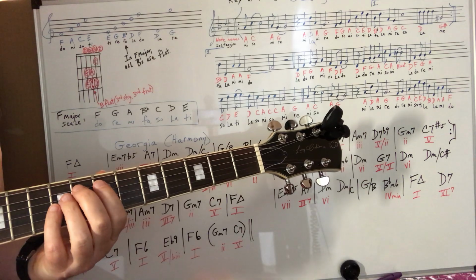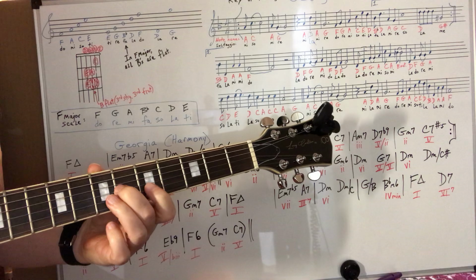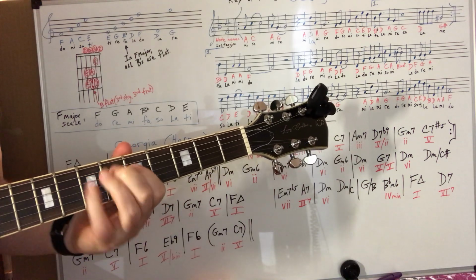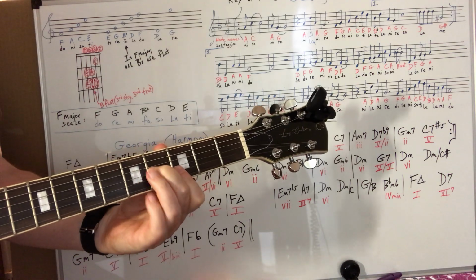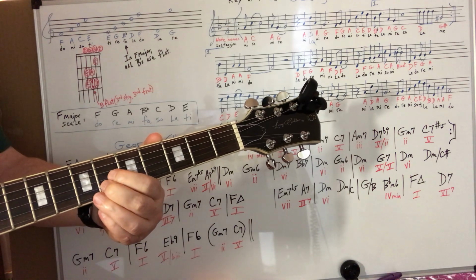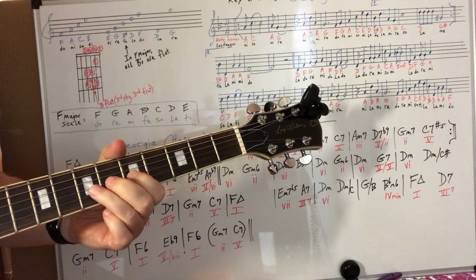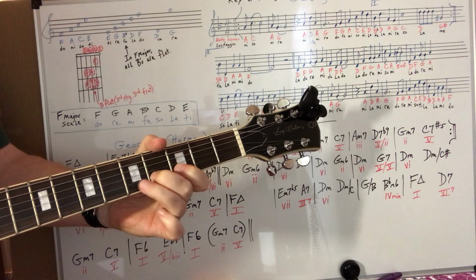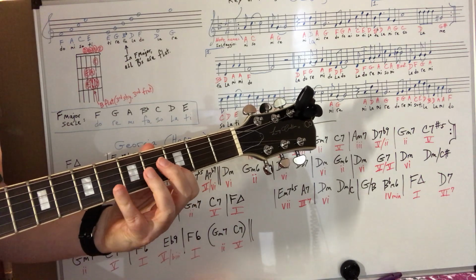You could do something like, and then land on the D minor, to G major, B flat minor 6th, to F, D7, G minor 7.